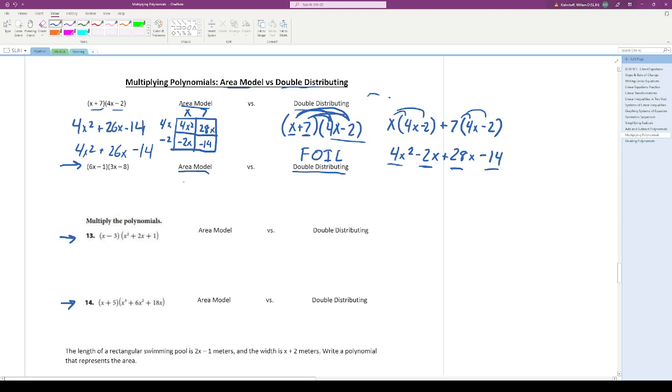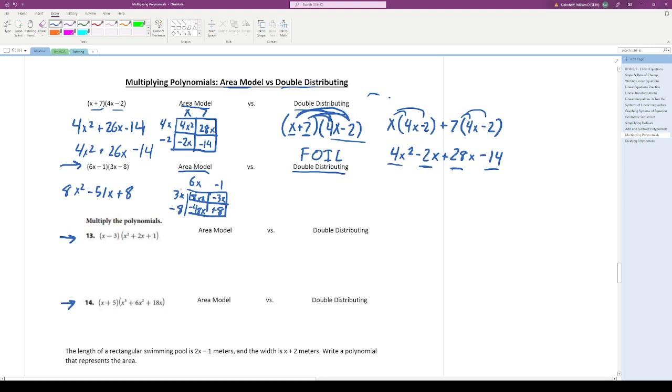All right, so our area model for this one, we're going to make our little boxes. We're going to do 6x minus 1 and 3x minus 8. That gives us 18x squared minus 3x minus 48x and plus 8. So be careful here with negative 1 multiplied by negative 8. When we multiply two negatives, we end up with a positive. So we get 18x squared minus a total of 51x plus 8.